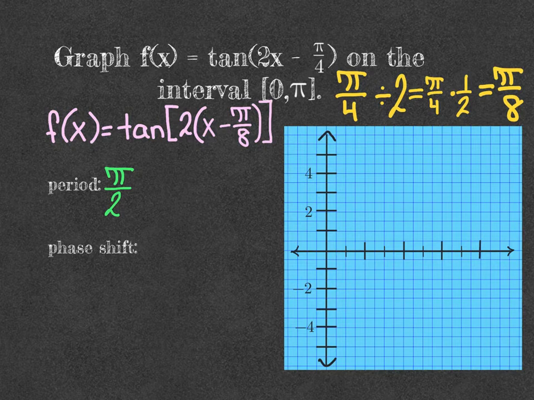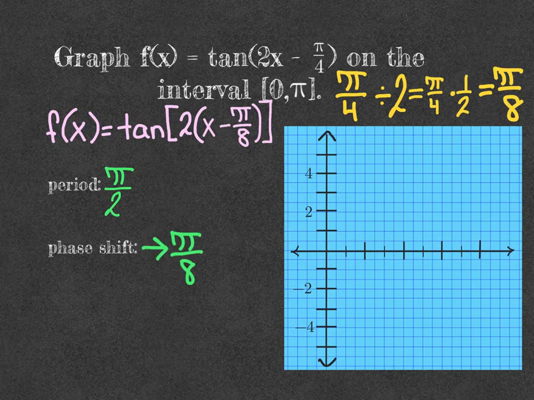Now to get our phase shift, we are going to look inside of our innermost parentheses here, and what's happening to our x is we are subtracting a pi over 8 from it. So the subtraction is going to force us to move right, and then we are going to do so this many units. So our phase shift will be right pi over 8 units.